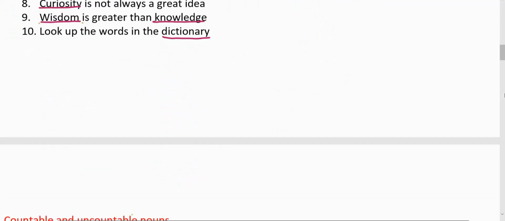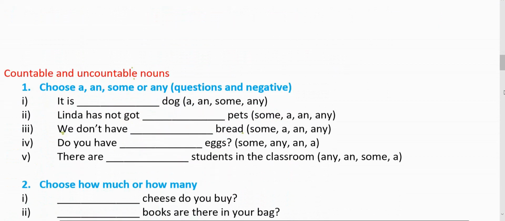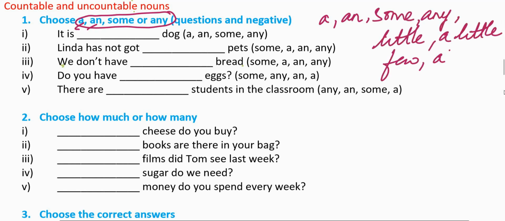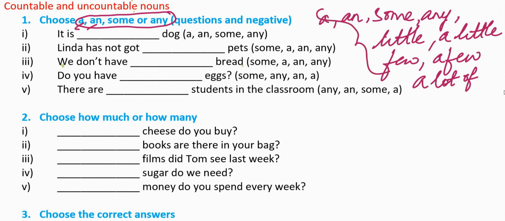Alright, let's move to the next category of noun. Countable and uncountable nouns. So here we have to choose a, an, some or any. What are these words? A, an, some, any. You'll come across many such words: a, an, some, any, little, few, a lot of. Now these are all known as quantifiers. What are they called? Quantifiers.